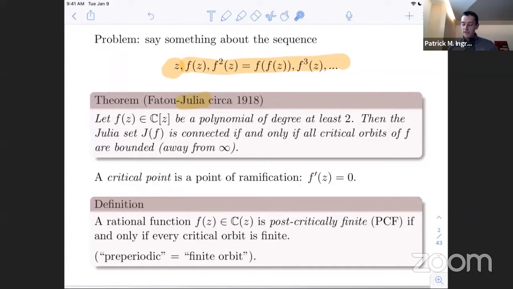So this talk is not exclusively about post-critically finite rational functions, as have been some other talks that I've given, but they will feature heavily. And this is, for now, just an example of a type of rational function where you could really quickly convince me that all the critical orbits are bounded.